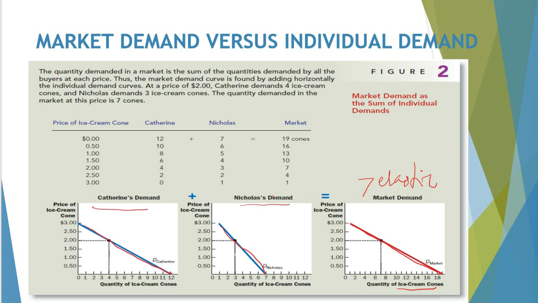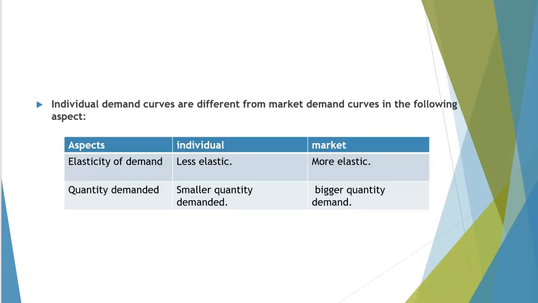The second aspect is the quantity demanded. In the individual market, only a small quantity demanded, while in the market, it has a bigger quantity. Sebab itulah dia lebih elastik, dia lebih landai, graf dia.